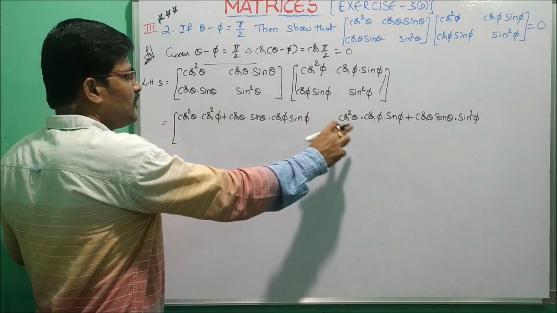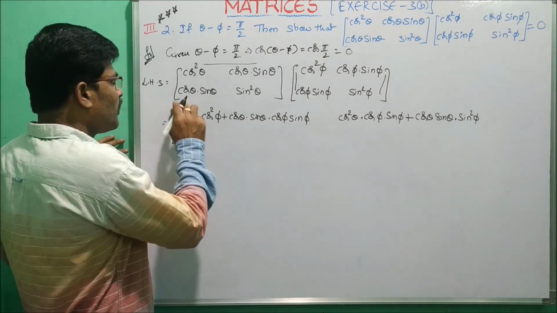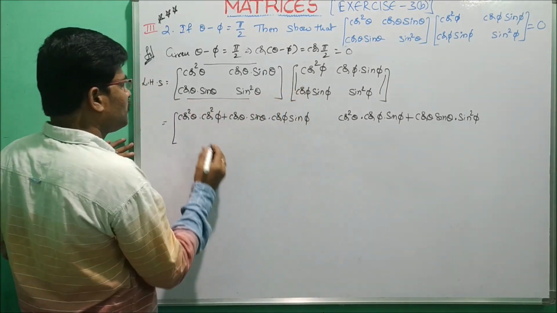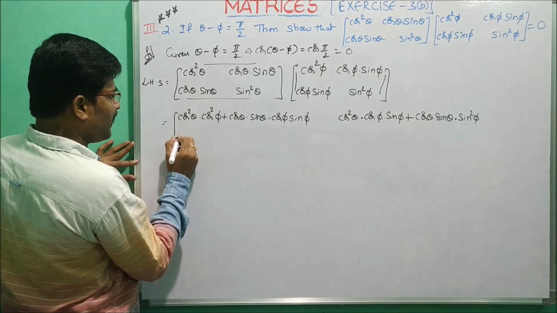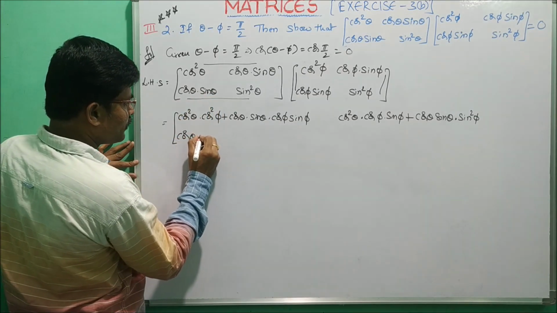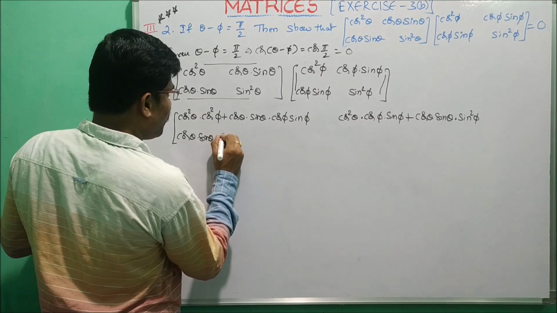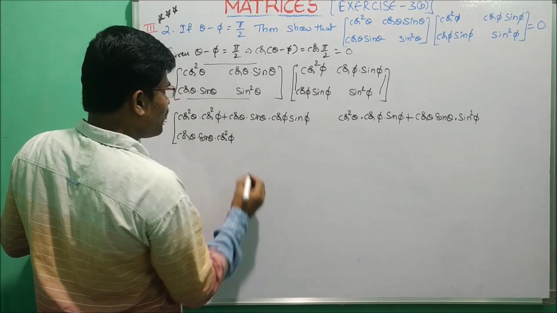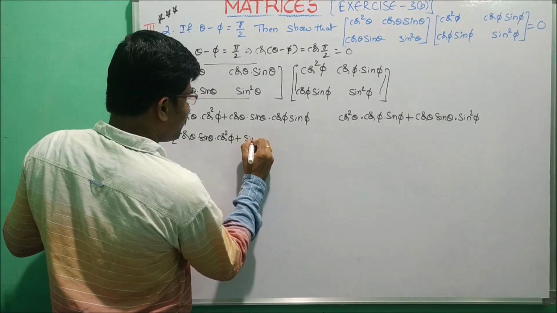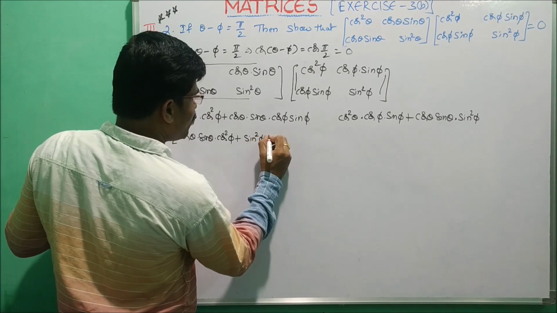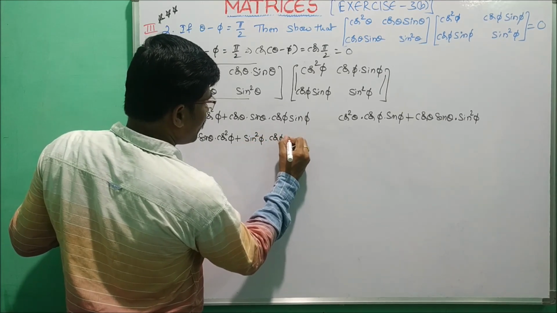This is the first row, second element. Now we take second row, first column: cos theta sin theta into cos square phi plus sin square phi into cos phi into sin phi.